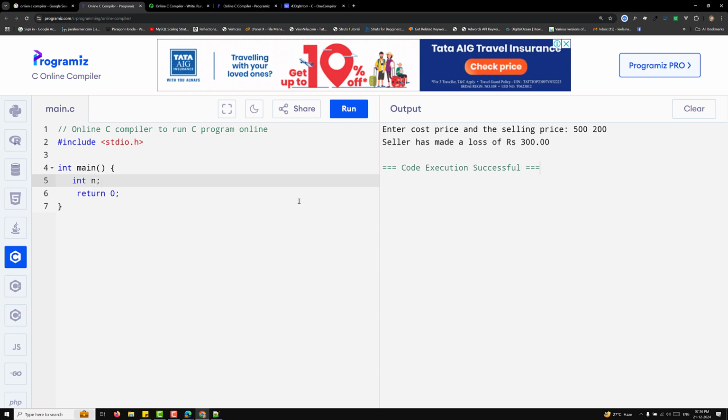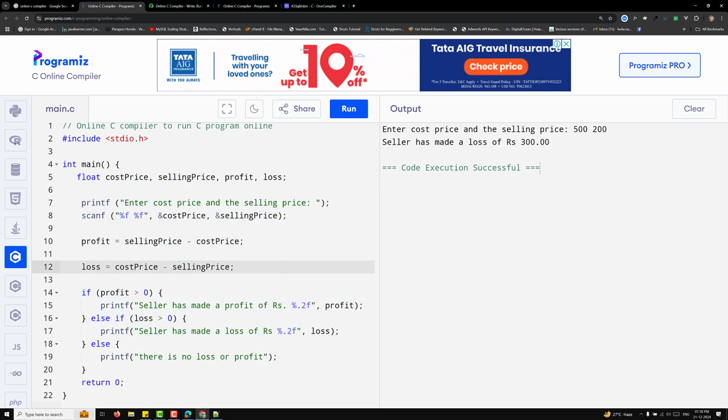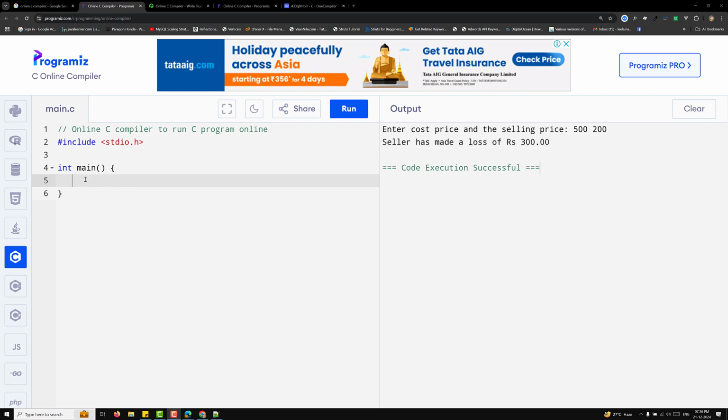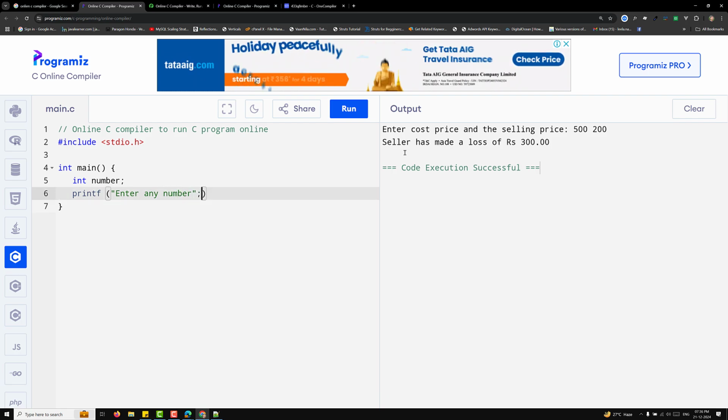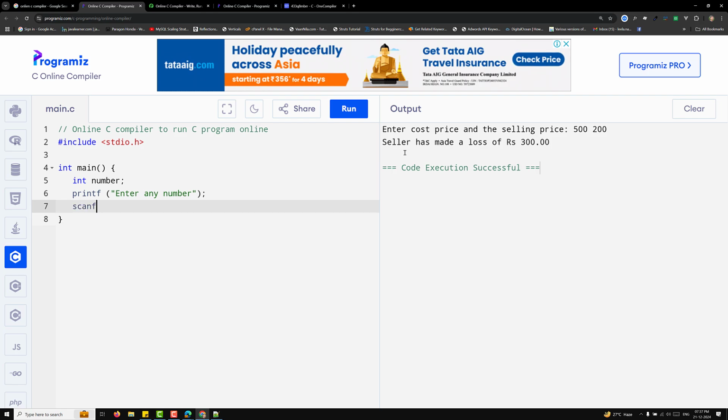Or otherwise, what I will try to do is, I will keep it like this only. So now here I will be having a number, int number. So we got a number. Now what I need to do: printf, I will ask, enter any number. Okay, and here I will be using the scanf. In the scanf, here %d and ampersand number. Okay, we got the number.